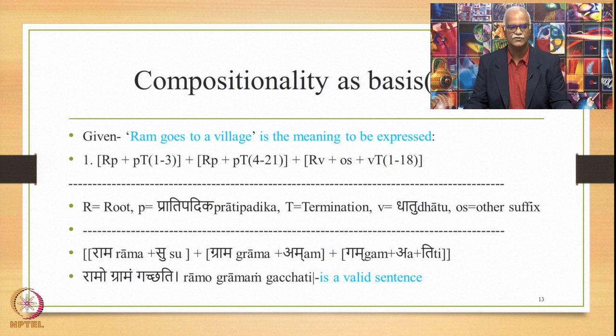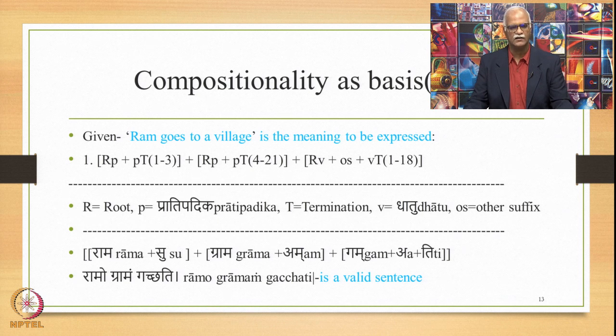So if this is the structure of a sentence that is to be used to express "Ram goes to a village", we shall now fill in the slots. So RP can be Rama potentially, PT 1 to 3 could be su, RP once again could be Grama, PT 4 to 21 could be am, RV could be gam, OS could be a, and VT could be ti. So these are the basic components. These are our linguistic atoms, and they express certain atoms in the form of meanings.